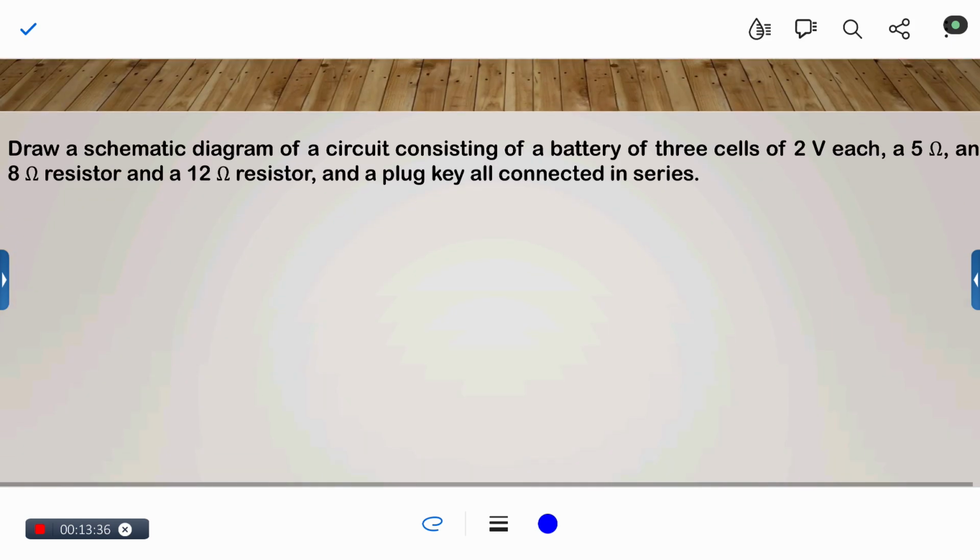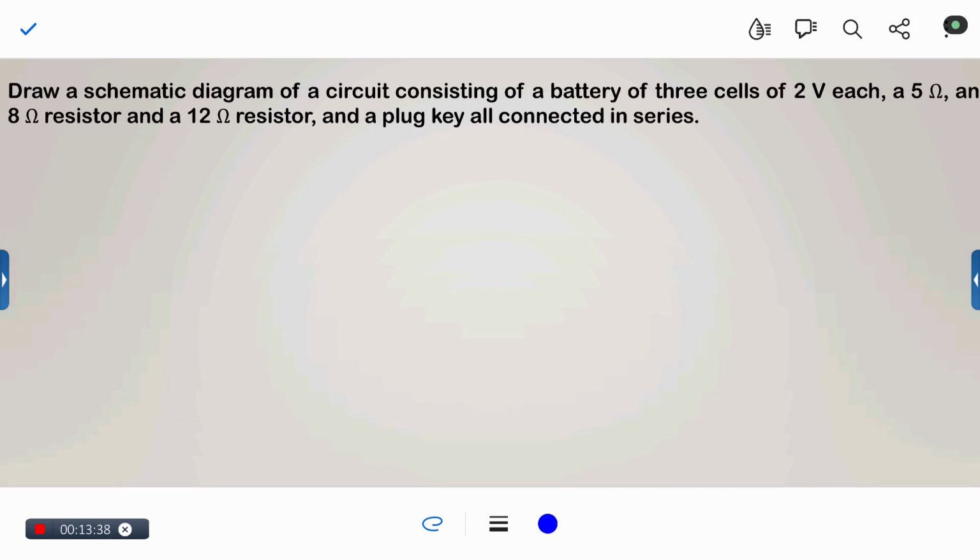Next. Draw a schematic diagram of a circuit consisting of a battery of 3 cells. Totally how many cells are there? 3 cells. And what is the potential difference of each cell? 2 volt. Then the net potential difference is going to be 3 into 2, that is 6 volt. Plus, minus. Minus needs to be connected to the positive.